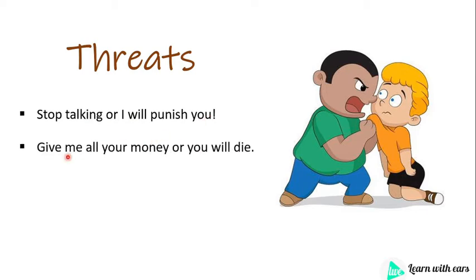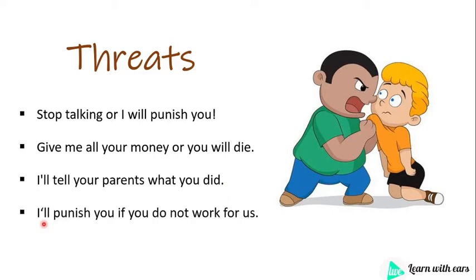Next, give me all your money or you will die. Okay, next, I'll tell your parents what you did. I'll punish you if you do not work for us. Here, I'll is a contraction form of I will. We can also say don't. I'll punish you if you don't work for us. I'll punish you if you do not work for us.